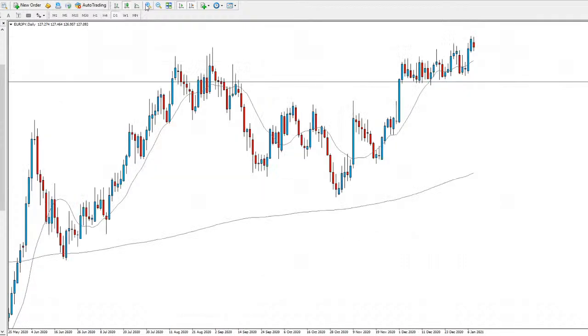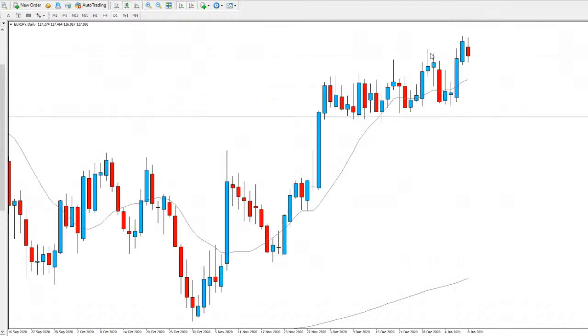But you can see on the daily chart we are making those slower, higher highs and those higher lows. So probably going to be seeing another retrace before maybe another push up higher again.